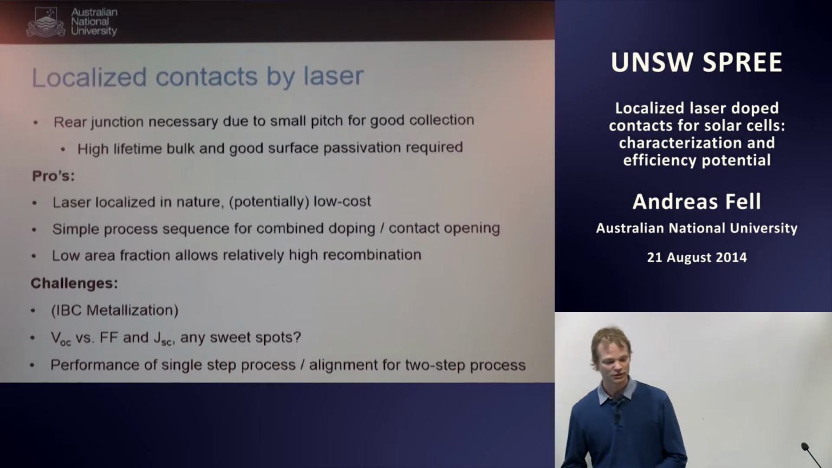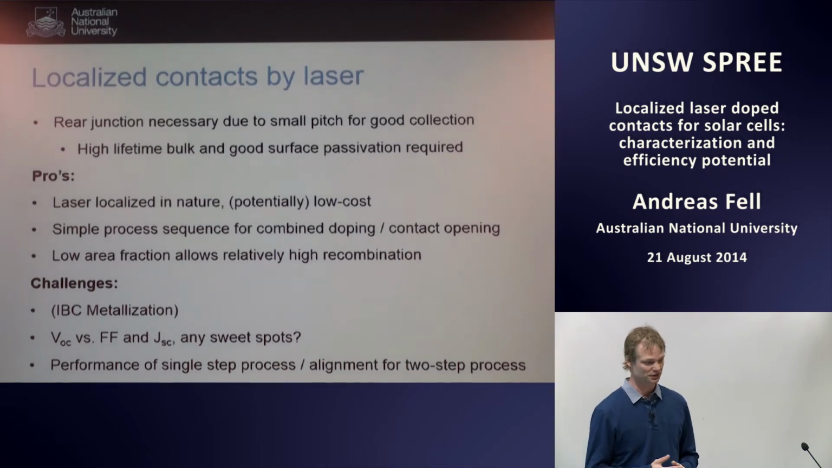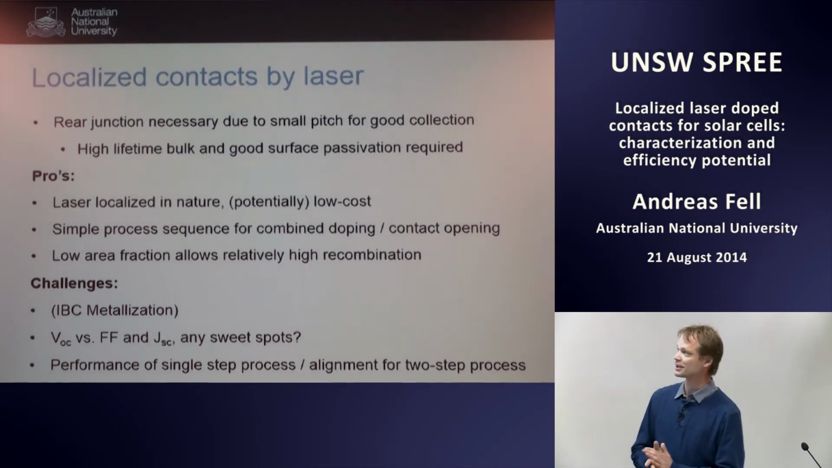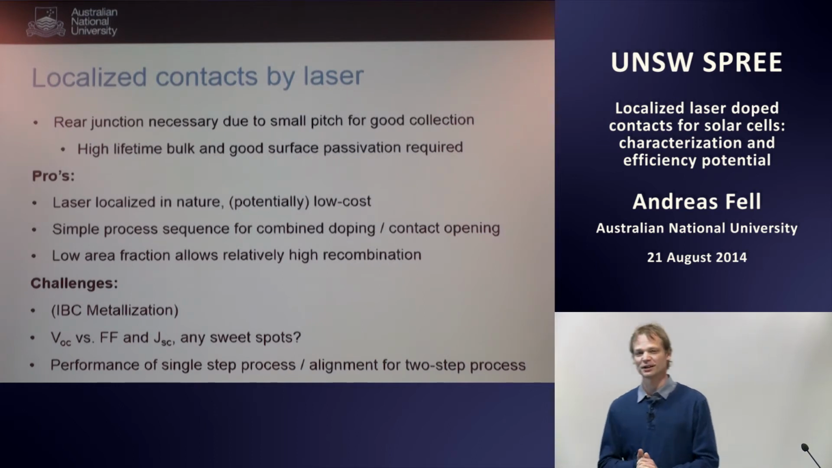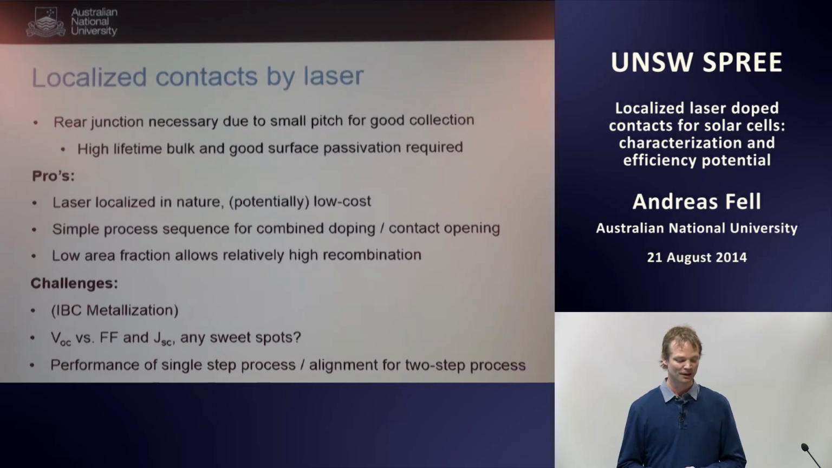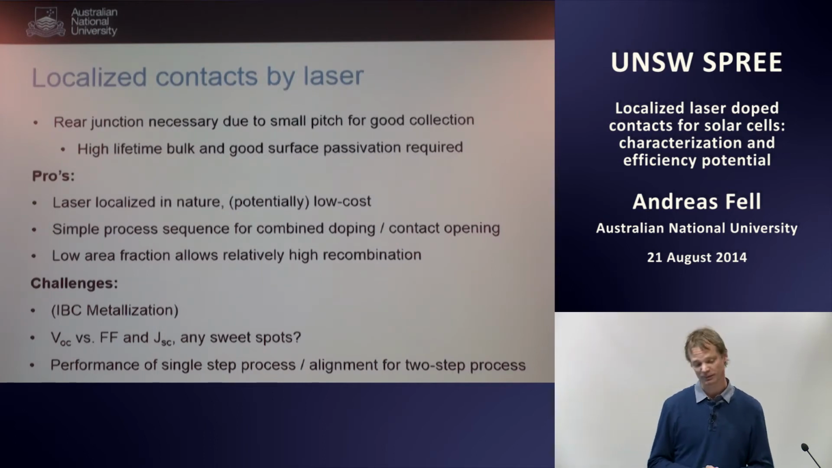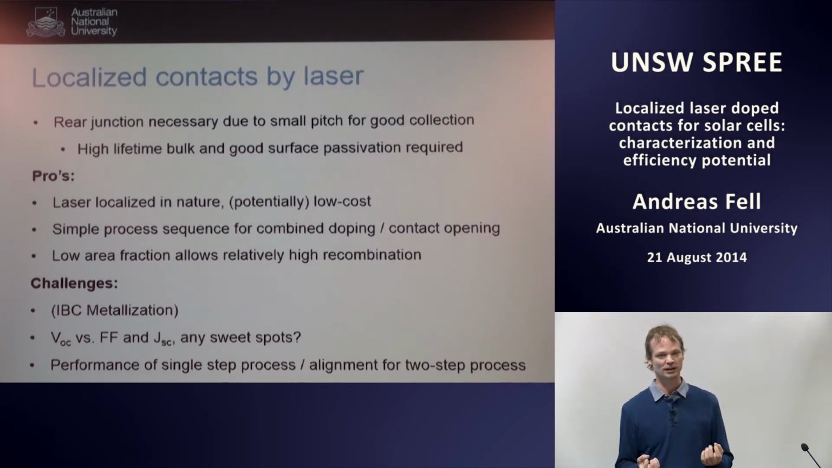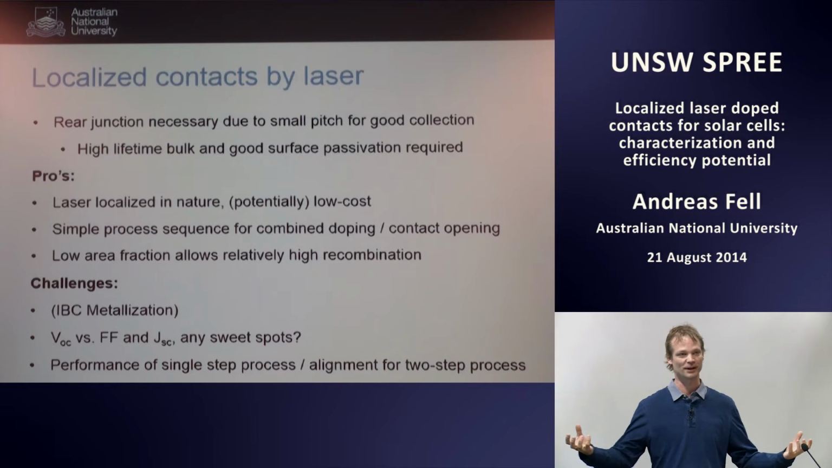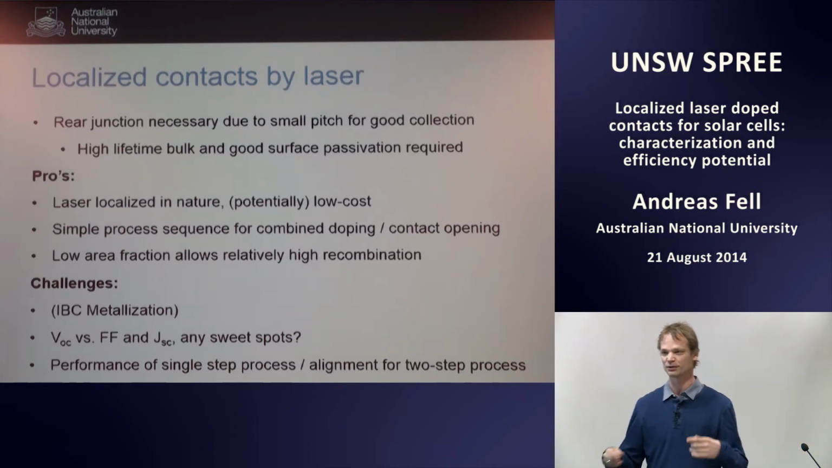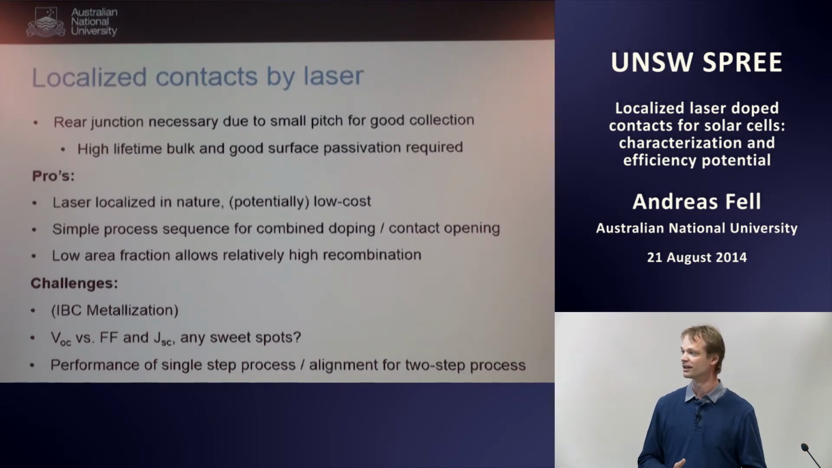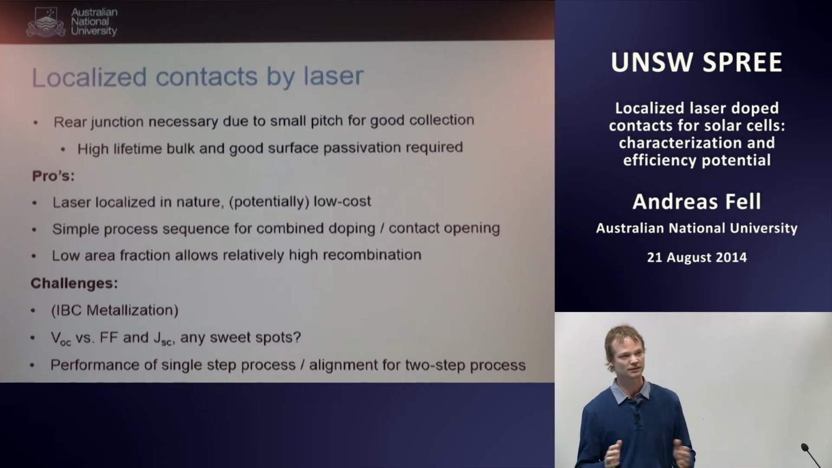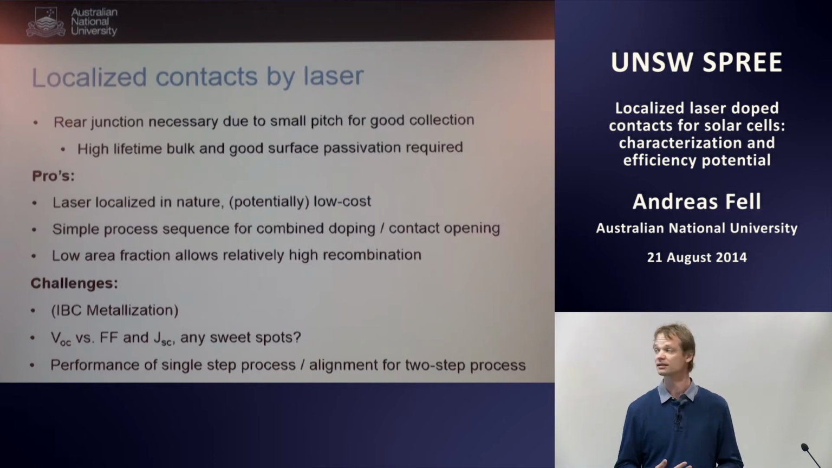All right, now we want to make those localized contacts by laser, as I just said. There are a few considerations we can make. First, what kind of cell can we make with laser localized contacts only? To get a good collection with only localized contacts, you can't put them far apart, because then your collection breaks down due to bulk recombination and surface recombination. So you need a reasonably small pitch between the contacts to collect most of your generated carriers.